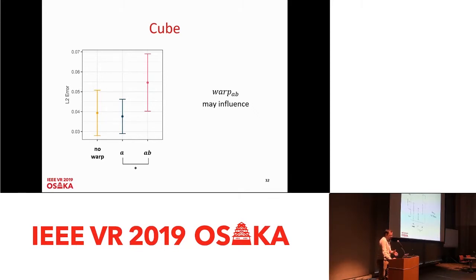Warp A does not seem to influence this task. Warp AB is significantly different from the warp A case, but not the no warp case. It looks like warp AB may influence this task, but certainly not to the magnitude that it influenced blind throwing.